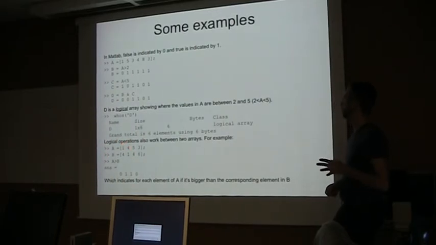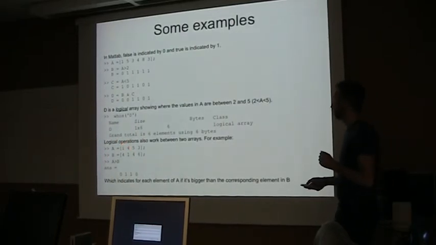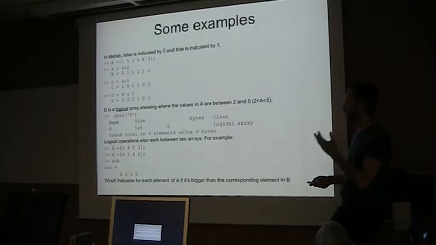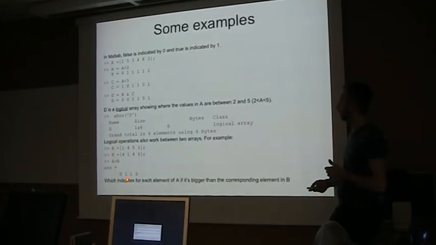Logical operators also work between two arrays. For example, if you have A and B, which contain numbers, and you want to say, show me where A is bigger than B, it creates a new logical vector which has the same number of elements as A, and shows you where A is bigger than B.